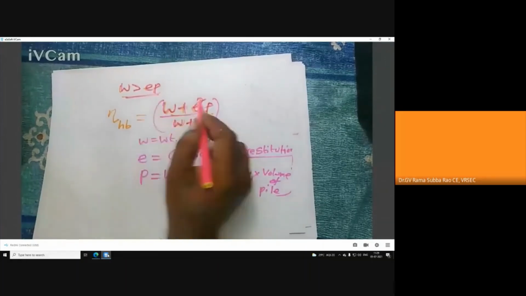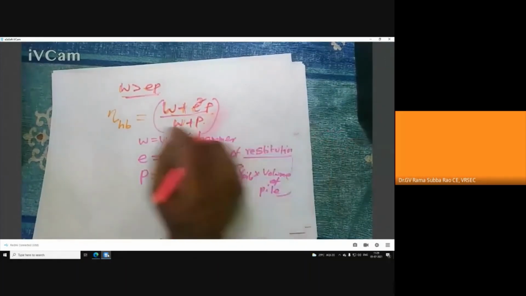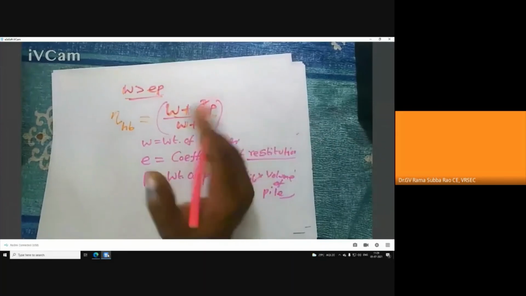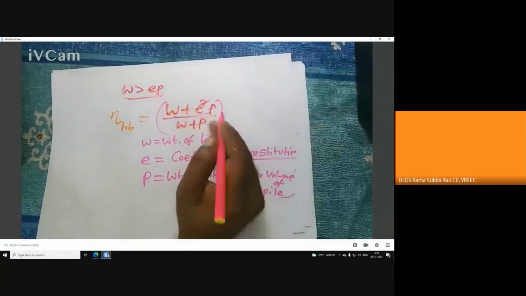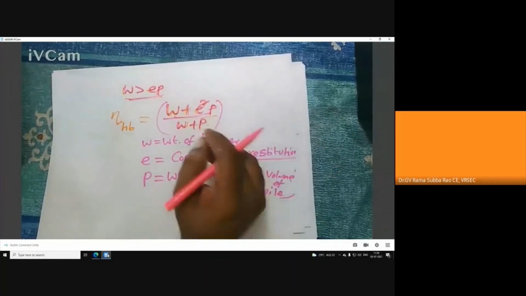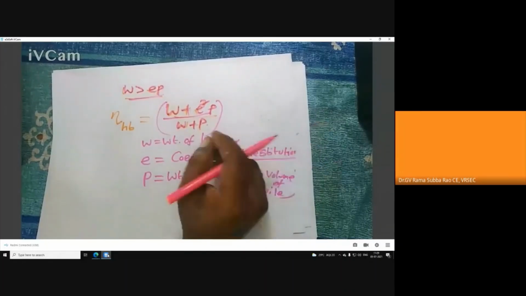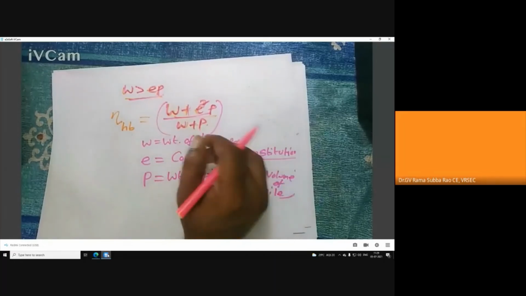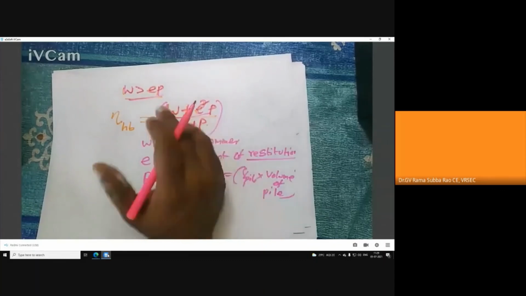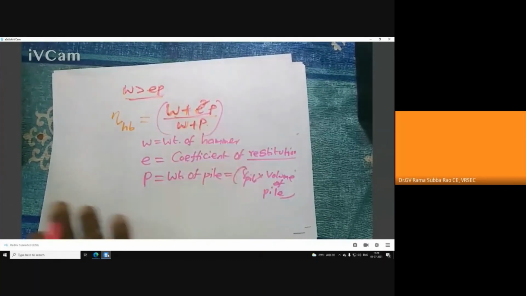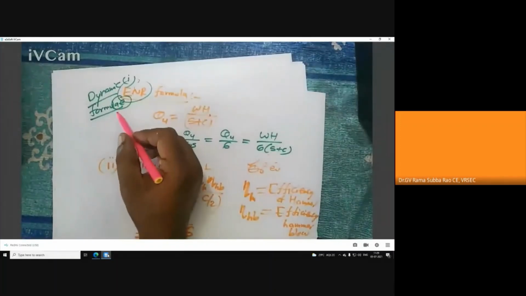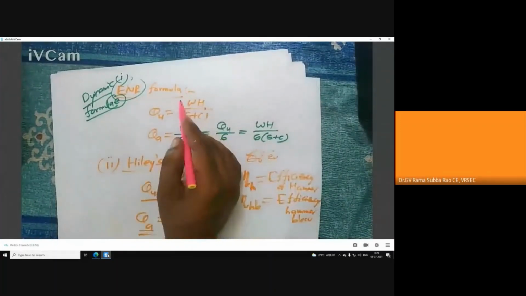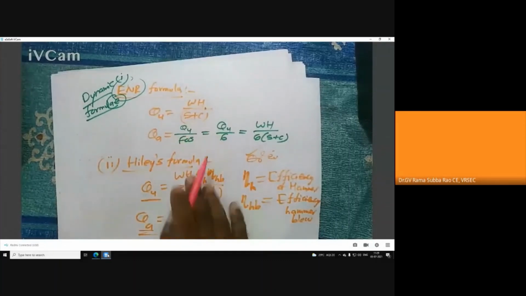If W is less than EP, we have a big formula. Anyhow, that may not appear in UG classes, undergraduate classes. We won't go to that level. Even ENR is enough. But I am in a dilemma, because sometimes in your VR exams they also ask this question. That's why I opened this concept. Today's discussion is about dynamic formulae. Within dynamic formulae, we discussed the ENR formula, and today we are discussing Hiley's formula.